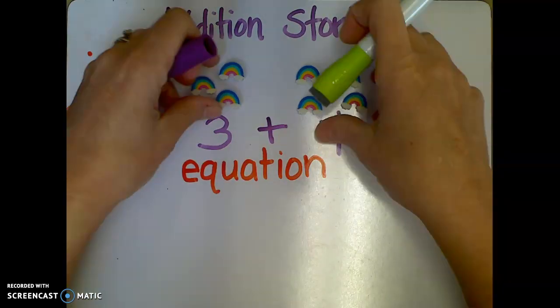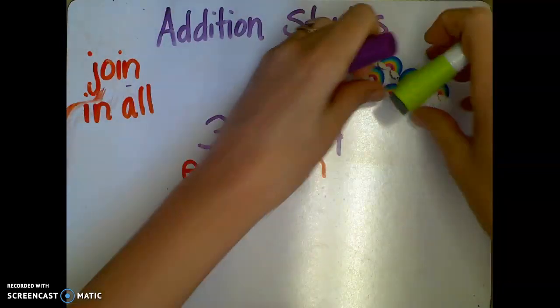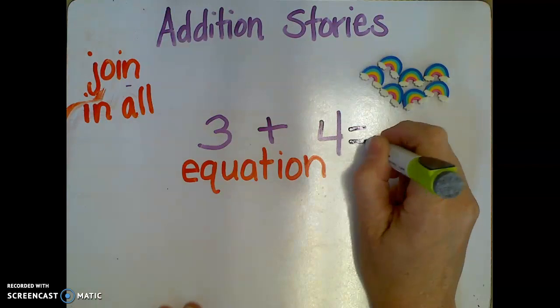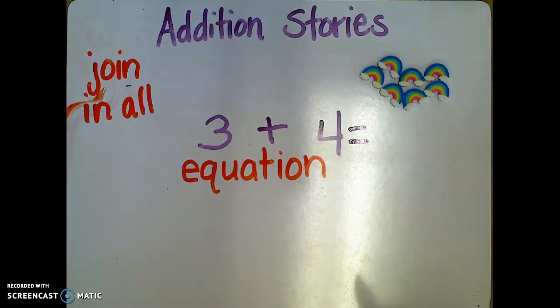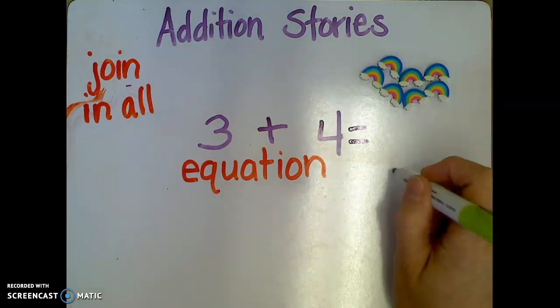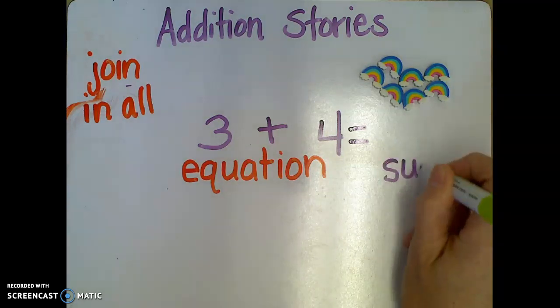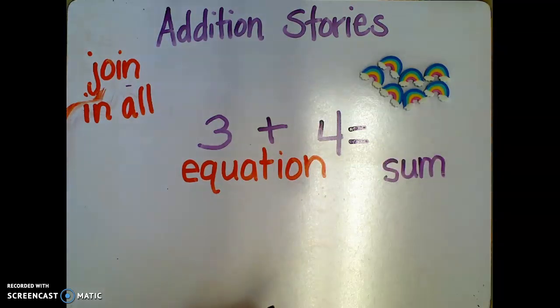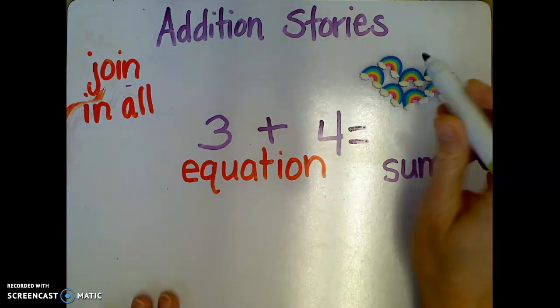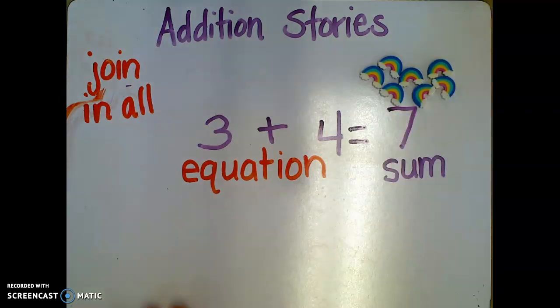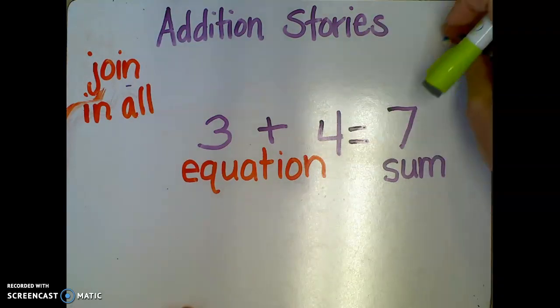If I join these together, I'm going to have, here comes another big word, a sum. The sum is the answer to an addition story. So let's see how many we have. 1, 2, 3, 4, 5, 6, 7. I have 7 rainbows in all. And this is called an equation.